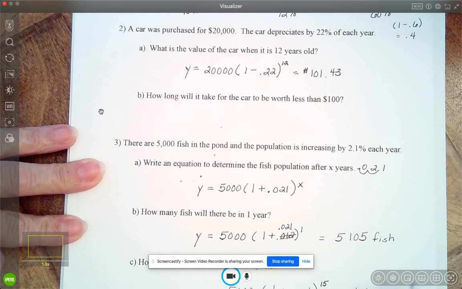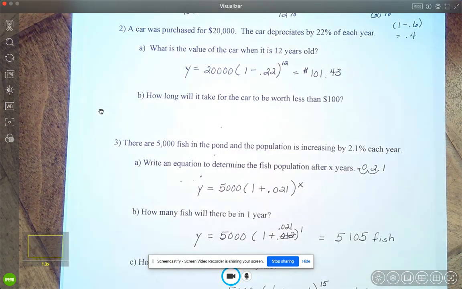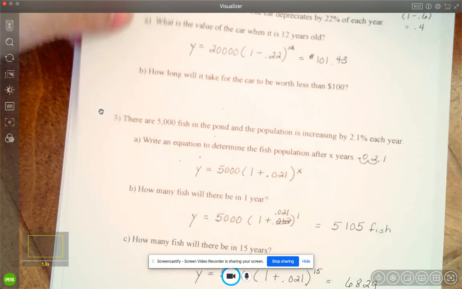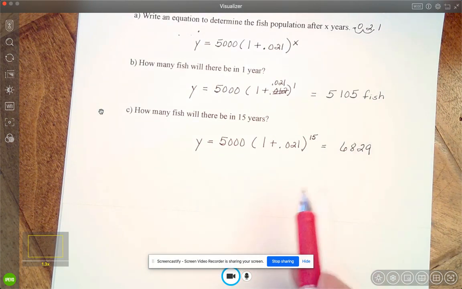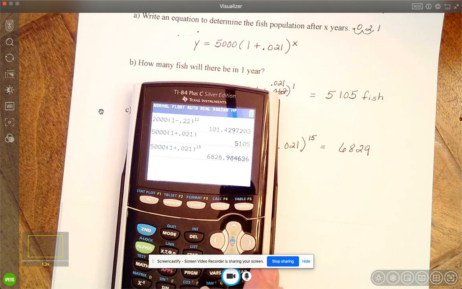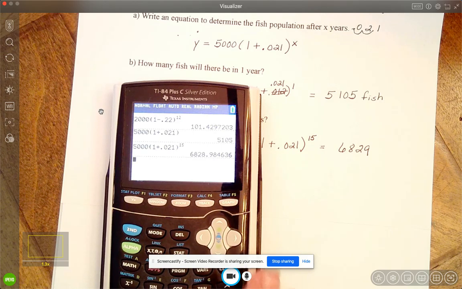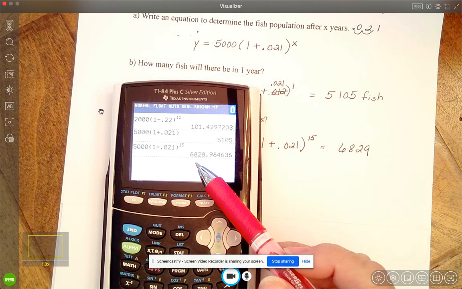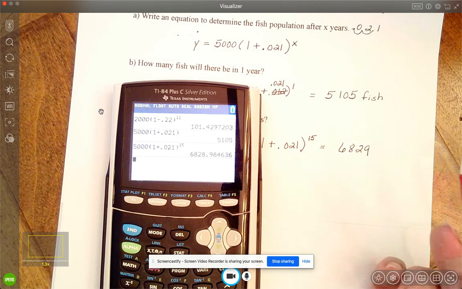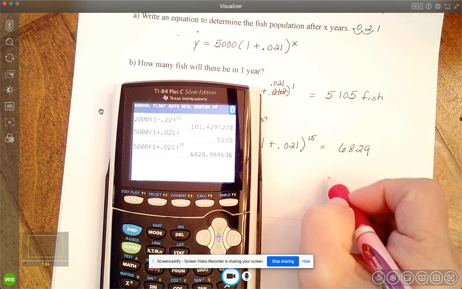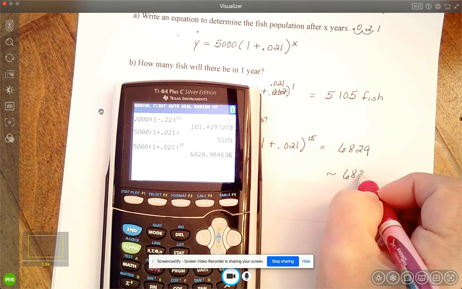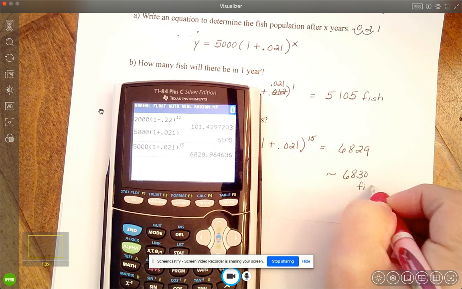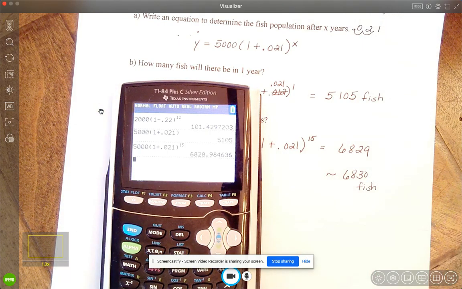And I have 6,829. I have a decimal here, but we can't have part of a fish. Okay, we can't have part of a fish. So when I did it, my calculator gave me, if you can see it here, 6,828.98. I rounded it up, or I can say about 6,830 fish. I hope this helps. Have a great day.